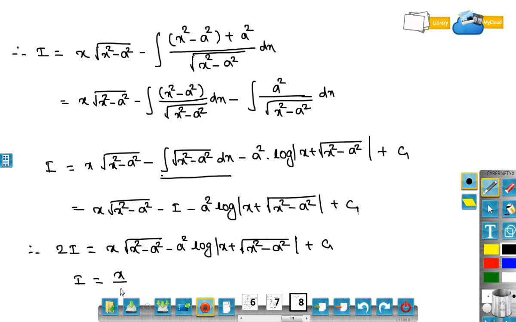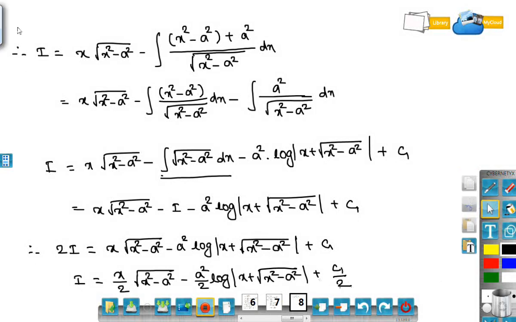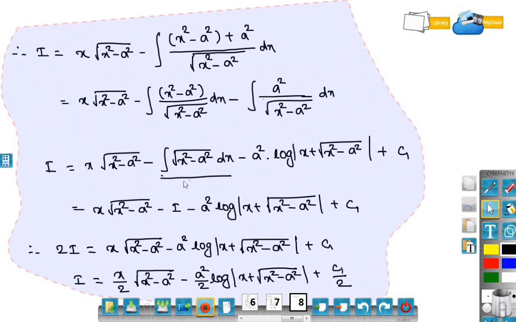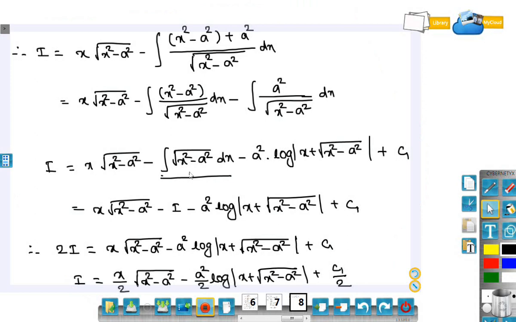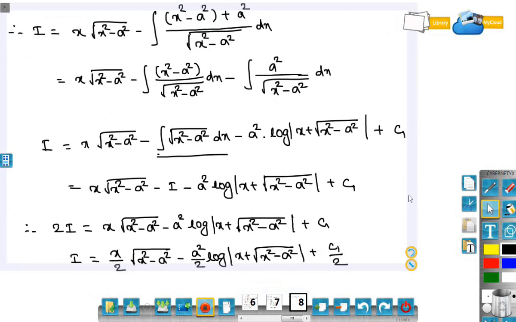I means the required answer: x by 2 under root of x square minus a square minus further a square by 2 log of mod of x plus under root of x square minus a square, and C1 by 2. I am dividing by 2. So C1 by 2 is nothing but a constant. You may call it C. C1 by 2 is again a constant, so we will call it C. And that will give you the final answer.